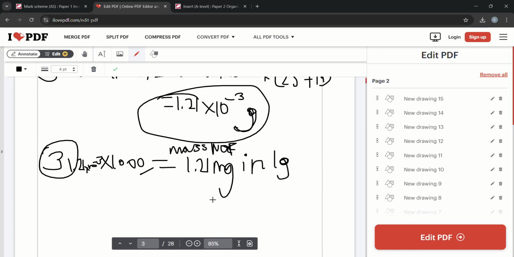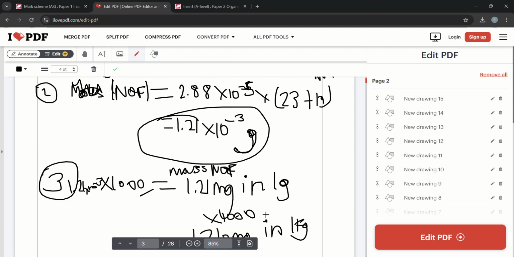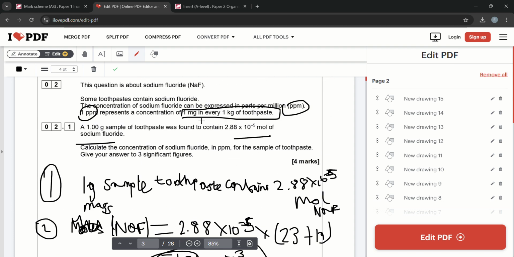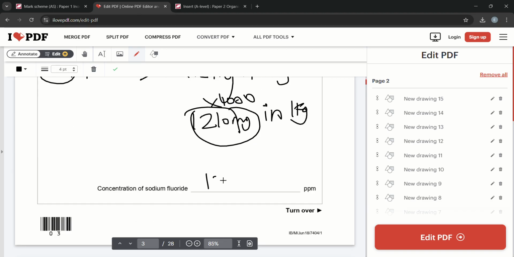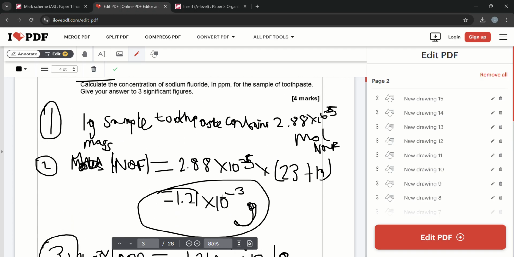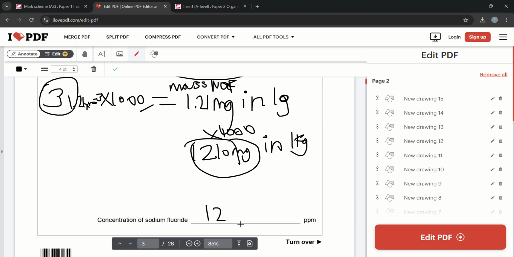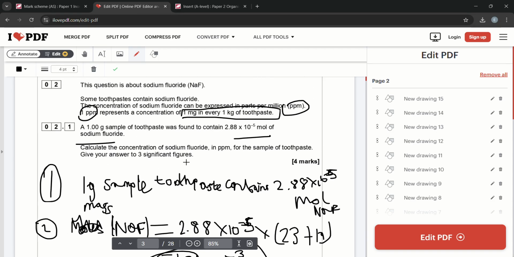We want to find it in a kilogram, so what we do now is times it by 1,000. That will give me 1210 milligrams in 1 kg, because that's what we're trying to find. 1 milligram in every 1 kg of toothpaste is what 1 ppm is. And therefore we get an answer of 1210 ppm, parts per million.